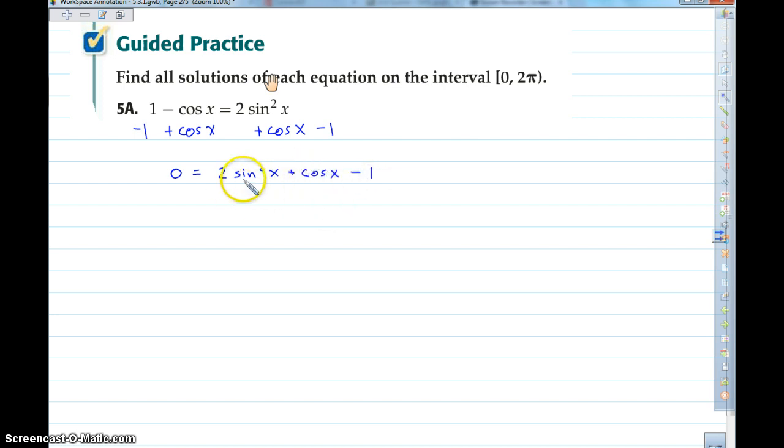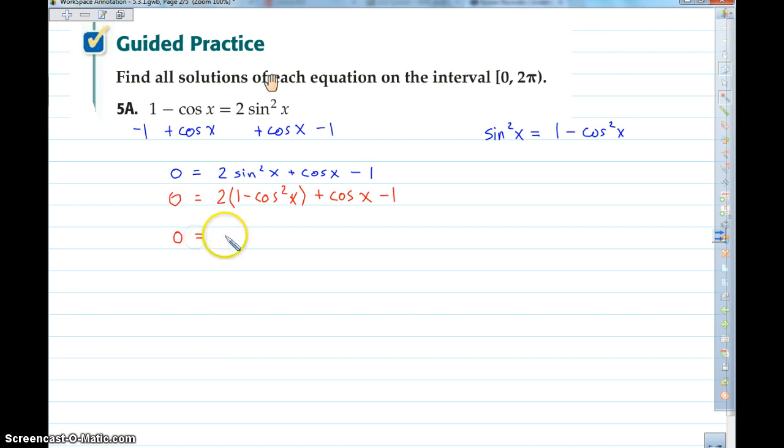And now we can do our replacement like we did before. We don't want to have a sine squared and a cosine. We want them to be the same trig function. So remember, sine squared of x is equal to 1 minus cosine squared x. So that's what I'm going to plug in here. This is 2 times 1 minus cosine squared x plus cosine x minus 1.